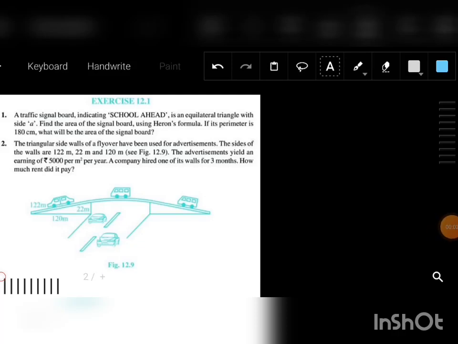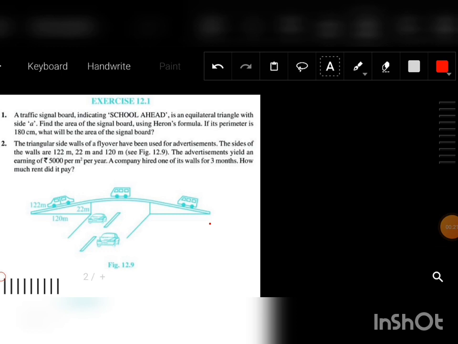Now today's class we are going to discuss the 12th chapter, that is Heron's formula. In Heron's formula we are going to solve exercise 12.1 first problem. Here you can see the first question.